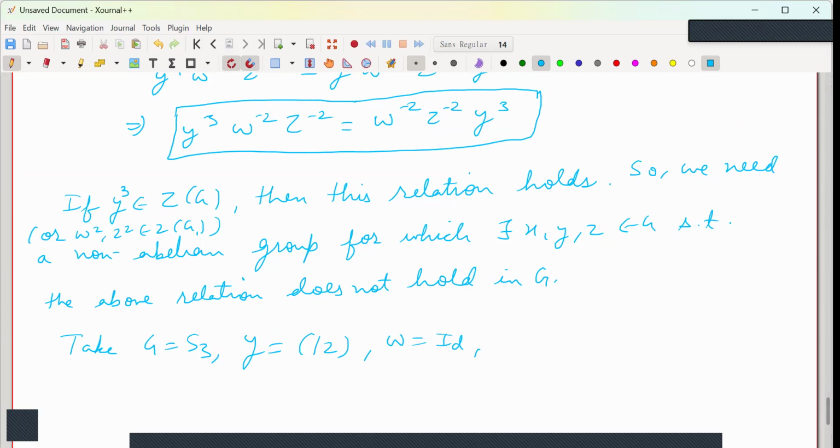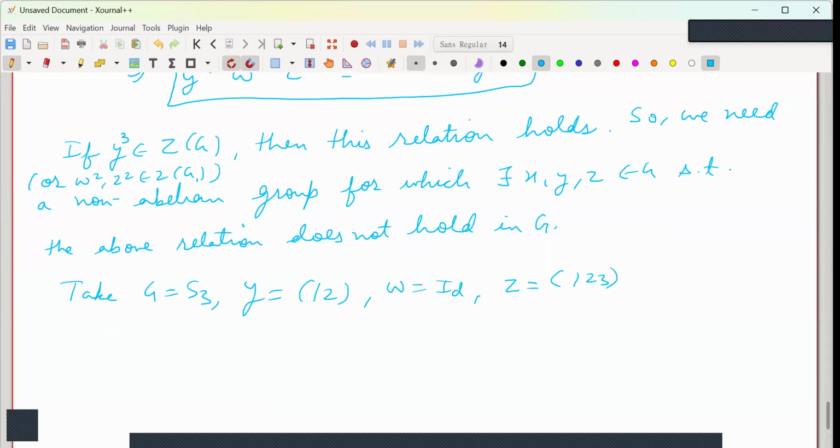We just have y cube z minus square is z minus square y cube. So y cube is not inside the center. Now we need to take some z such that its square does not commute with y cube. So what should be the choice for z? (1 2 3). Very good. So we need to take something whose square doesn't belong to the center. See, I am also constructing counter examples right now. Constructing counter examples is very crucial. It will help you in understanding the theory in a very nice manner.